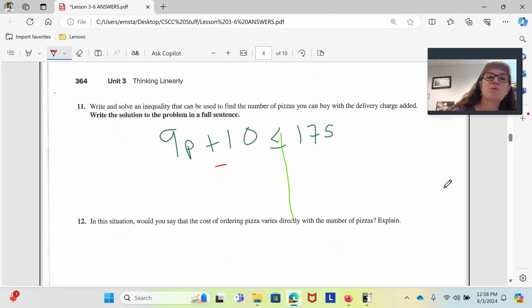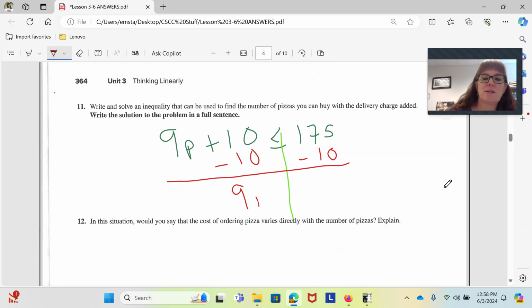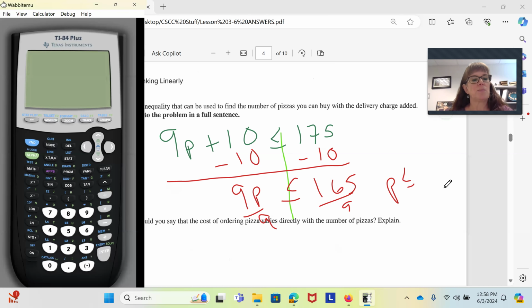My first step is to subtract 10 from both sides. This was back early in chapter 3 when we solved equations. Inequalities are very similar, and for all intent and purposes, we'll say they're the same for now. 175 minus 10 is 165, and then let's divide that by 9. So I get p is less than or equal to, let's see what 165 divided by 9 is, 18.3.